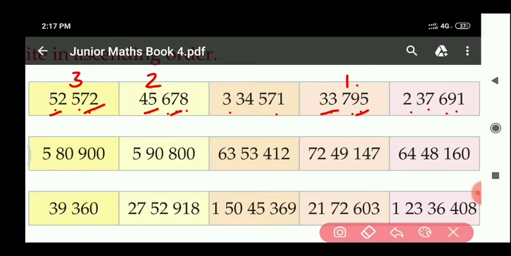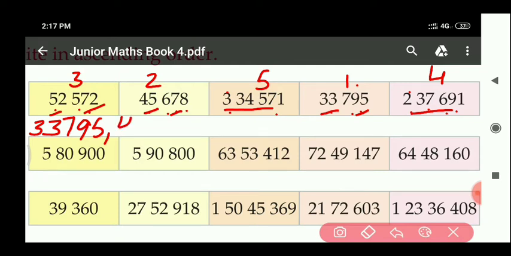Now we have to check up to which one? Lakh place. The lakh place here is 3, and here the lakh place is 2. So 2 is smaller, so here write 4, and fifth one, last one, it is the lakh. Okay. Now arrange these numbers into ascending order. We have to write in order also. So what is the first number coming? 33,000. Write here 33,795. Okay, then put a comma.